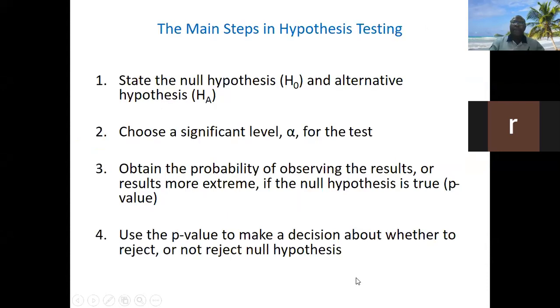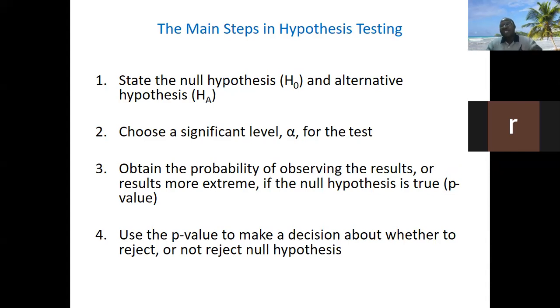And if you come back now, you'll be able to understand: you state your null hypothesis, an alternative hypothesis, choose a significance level, that p-value, this level of significance. So when you want to do your study, you must first of all make up your mind which level you are choosing. Am I choosing 5%? Am I choosing 1%? You have to first make up your mind at what level you're going to choose. Then obtain the probability of observing the result, which is calculating the p-value, and then use the p-value to make a decision about whether to reject or not reject.